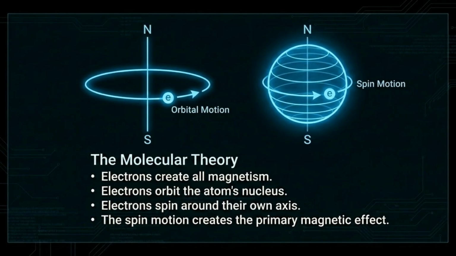The molecular theory suggests that electrons create all magnetism. Electrons orbit the nucleus and spin around their own axis. This spin motion is the primary creator of the magnetic effect.